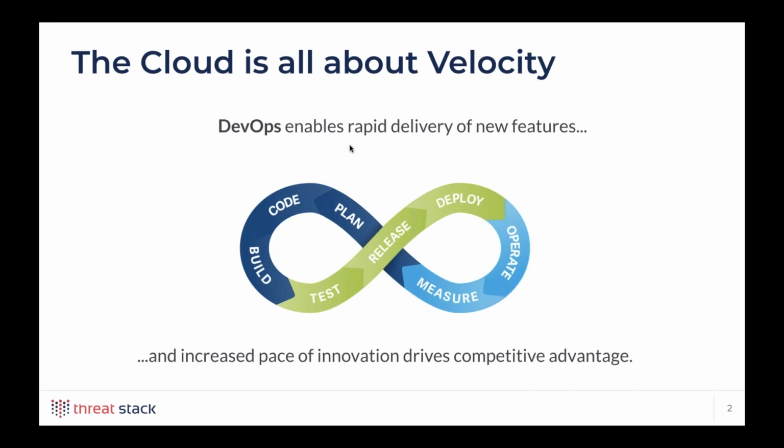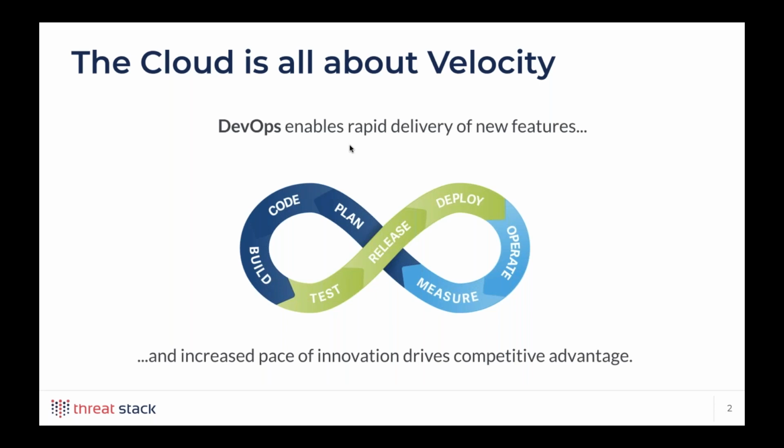So this is my obligatory infinity loop diagram that you have to present when talking about DevOps. And we won't dwell here, but the reason we all practice DevOps and modern build pipelines is all about velocity. It's about enabling rapid delivery of new features to production and increasing the pace of innovation, which of course translates into business value, competitive advantage. And I like to put this infinity loop here because this is really oriented around developing and shipping code into production in a continuous loop, from building and testing code to releasing and deploying it, and then monitoring and measuring that code as it runs in production.